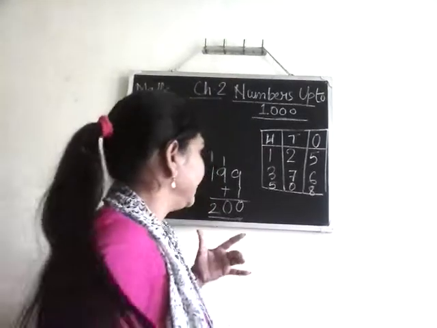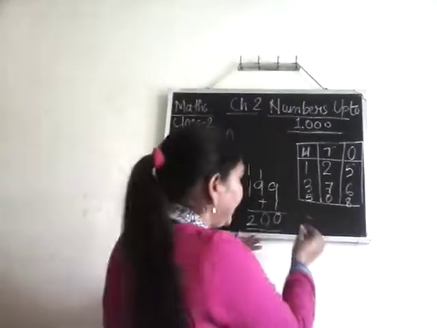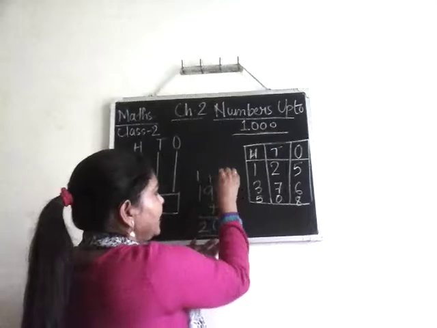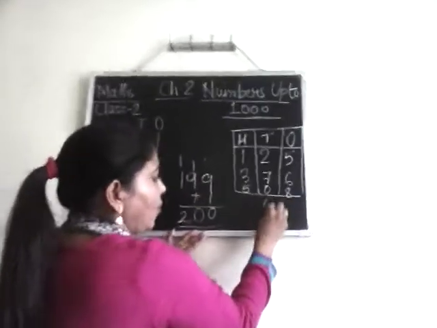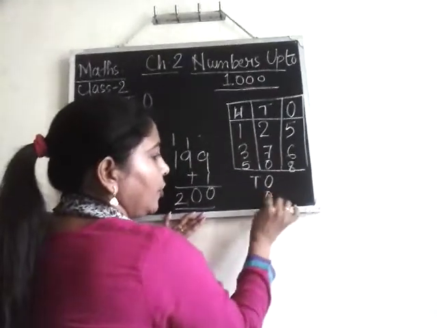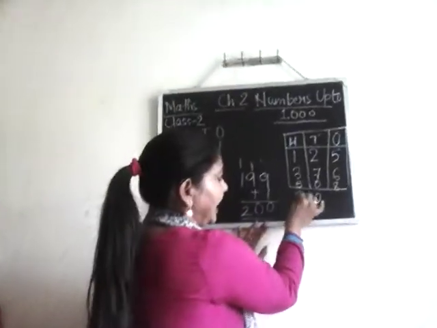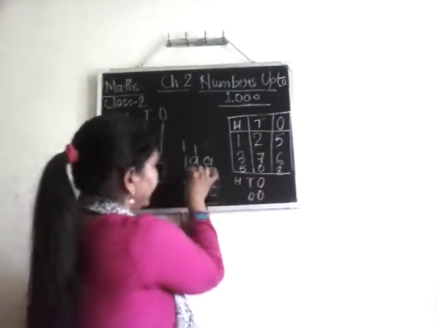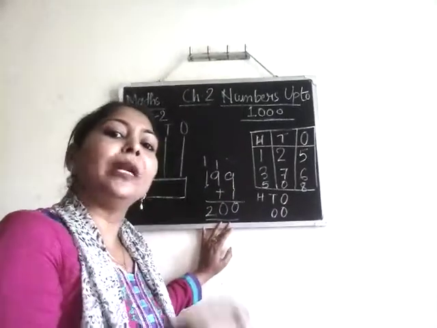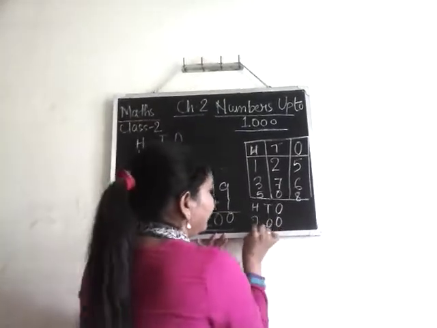Otherwise, what you can do is, in the ones place and tens place, you put 2 zeros, and in the hundreds place, it was 1 hundred, so you will add 1 more. So it becomes 200.